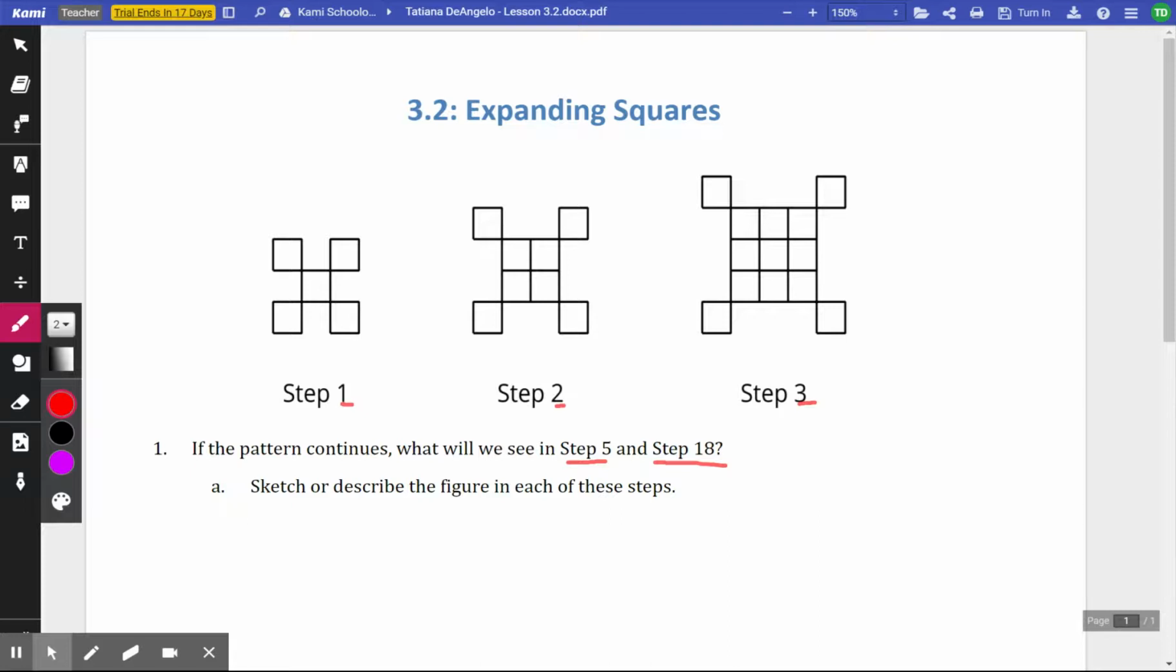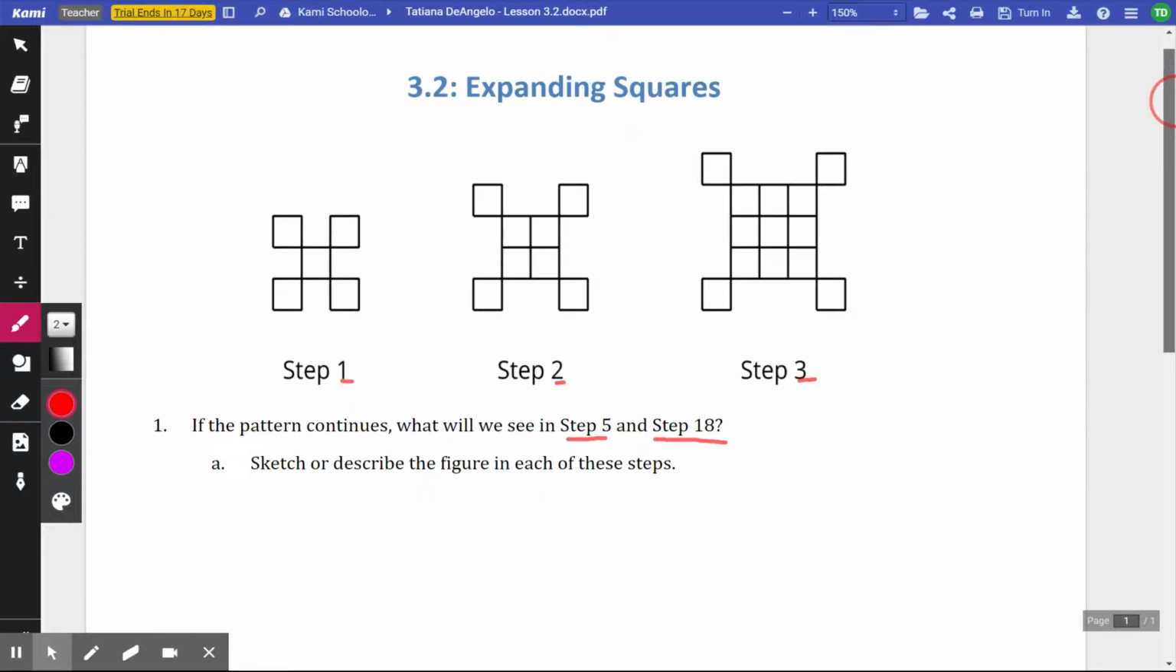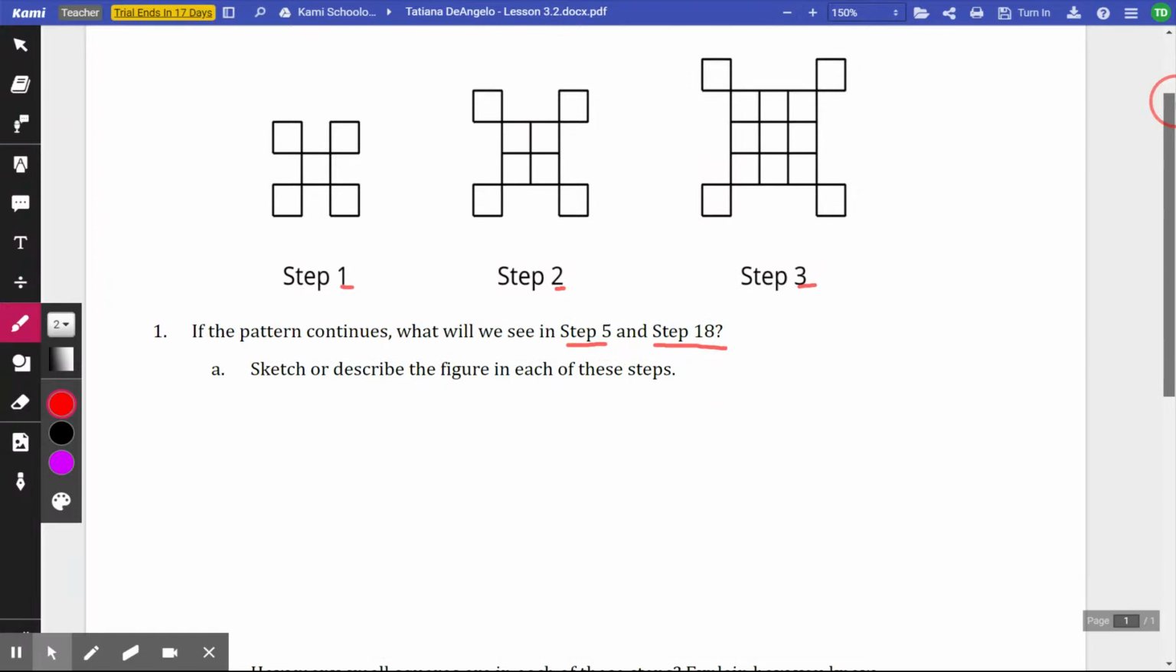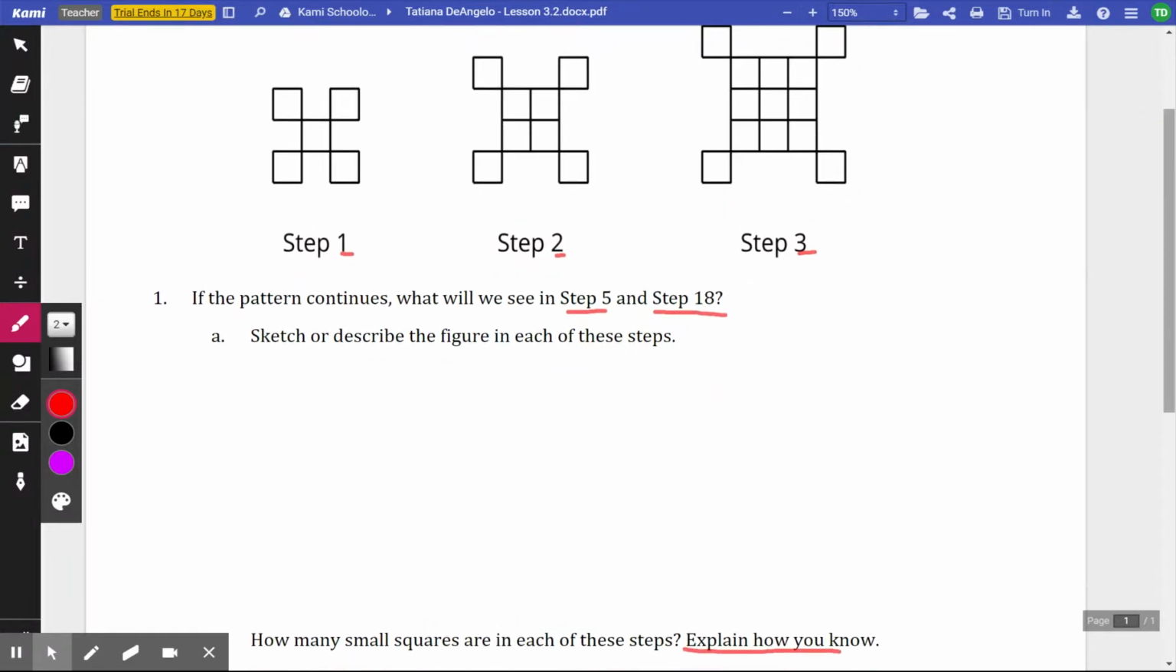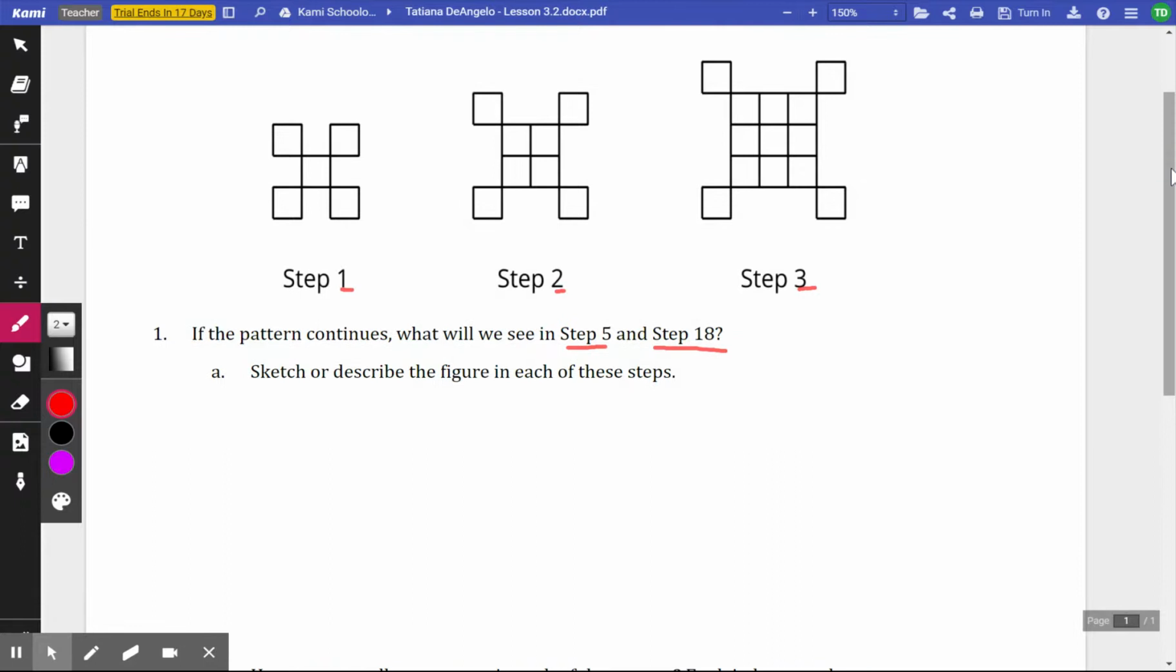All right, so at this point, you should have completed the activity and submitted it. So let's go over it. It says, if the pattern continues, what will we see in step 5 and step 18? Well, first of all, what is the pattern?